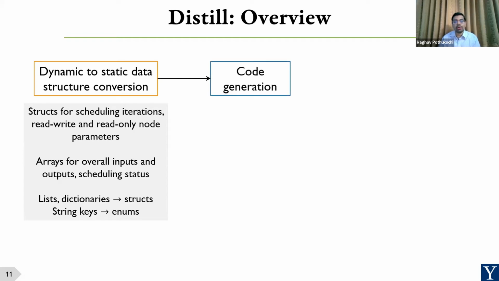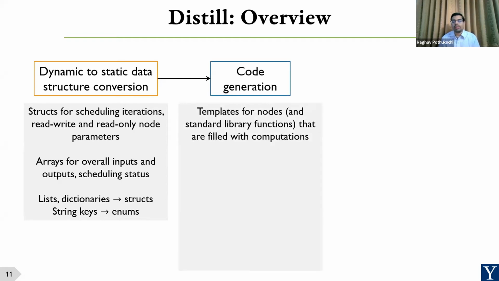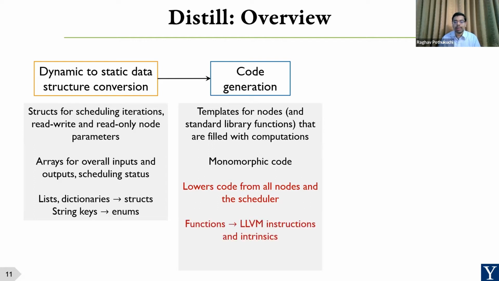The second step is code generation. In this step, Distill uses templates for nodes and standard library functions that are filled with computations in the model. Distill generates monomorphic code by specializing functions to the types of the arguments with which they are called. Distill also lowers code from all the nodes and the scheduler into LLVM. This means that the computational functions become LLVM instructions and intrinsics without any external library calls. Finally, Distill generates modular IR for each function. This not only helps in verification, but also enables the user to use the same IR for serial and parallel execution later.